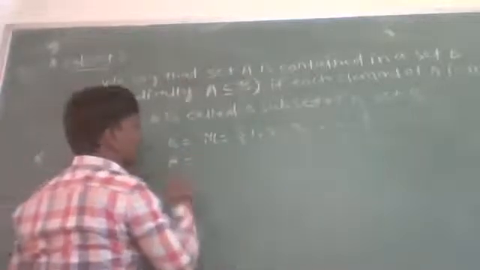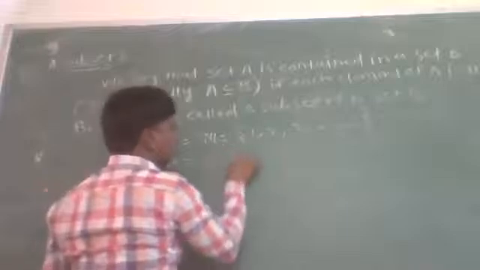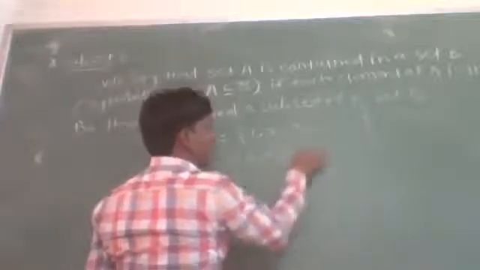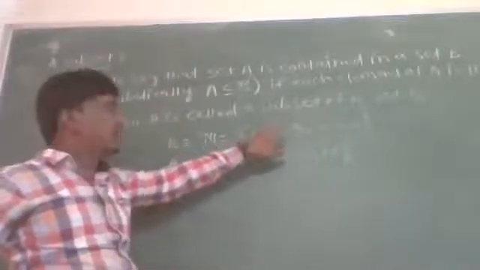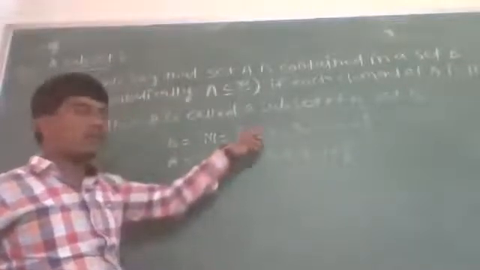For example, suppose B is the set of natural numbers, all elements 1, 2, 3 and so on. Then the set A contains the elements 5, 6, 7, 8, 9, 10. So each element of A is an element of set B. So A is a subset of B.